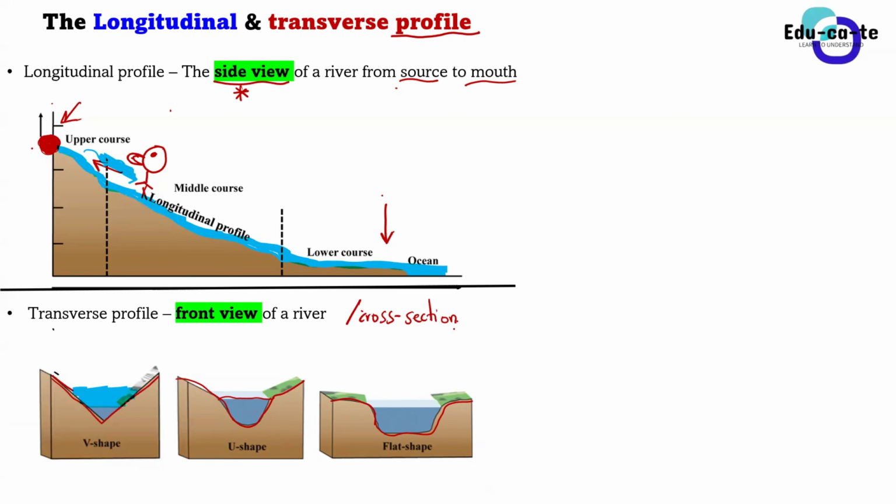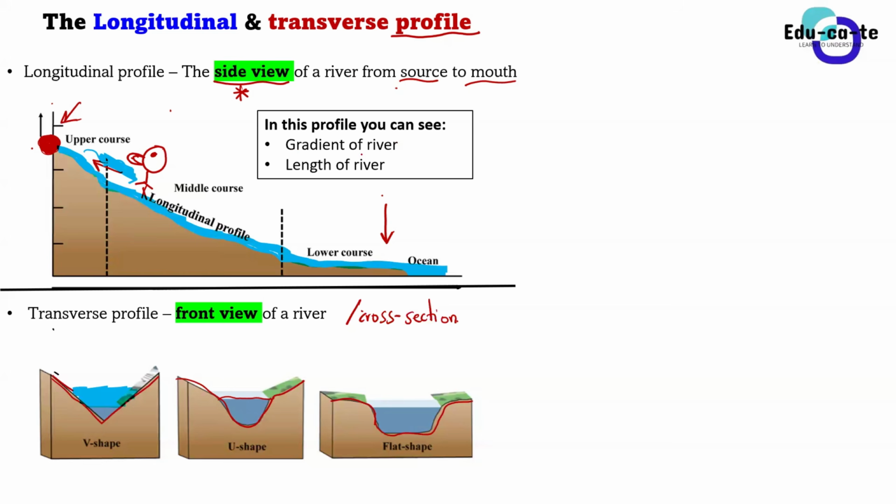What are you able to see from a side view? The side view allows you to see the gradient of the river. It also allows you to see the length of the river. Remember, guys, we said that the side view of a river is the longitudinal profile of a river, right? The longitudinal shows the longitude of the river, the long part of the river. That's what it means.